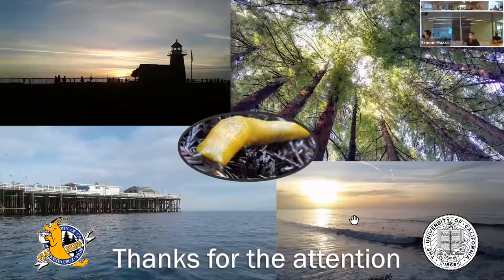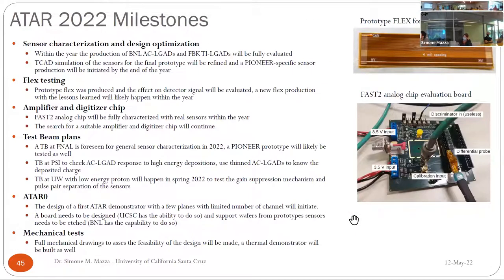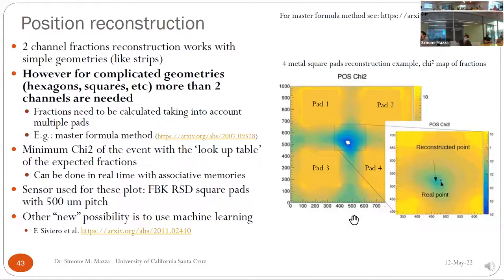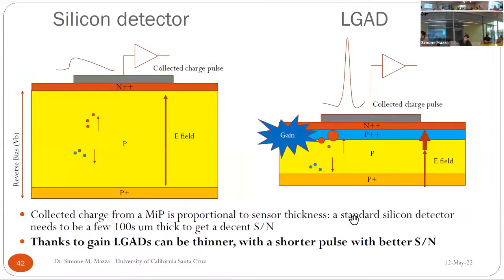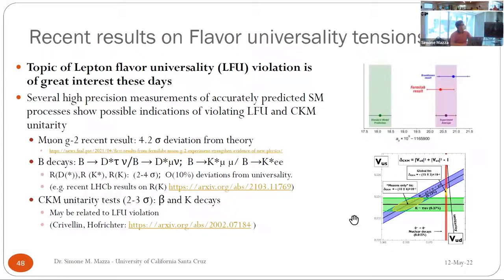I think I will do my best, if I can find the formula. But yeah, this one you're talking about, right? It was R_K. Yeah, this shows the lepton flavor violation. Yeah, it's the same thing.